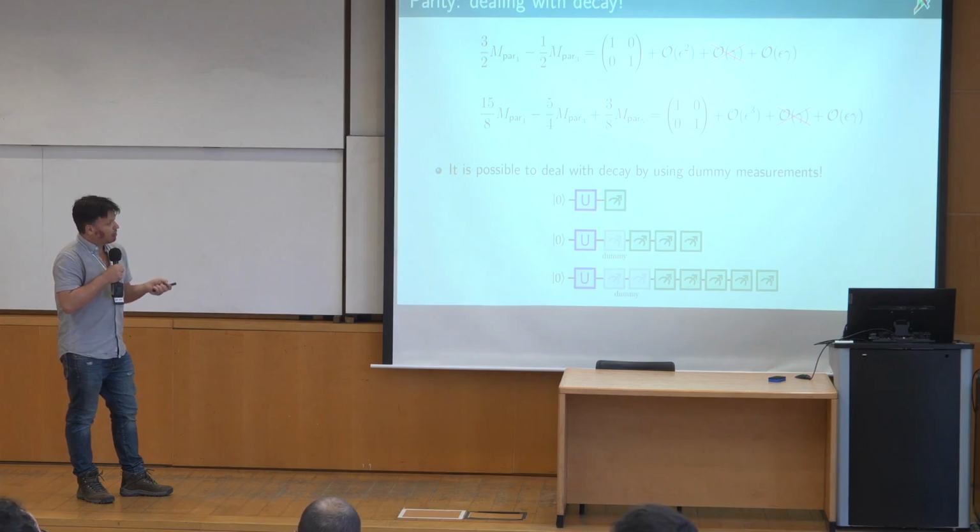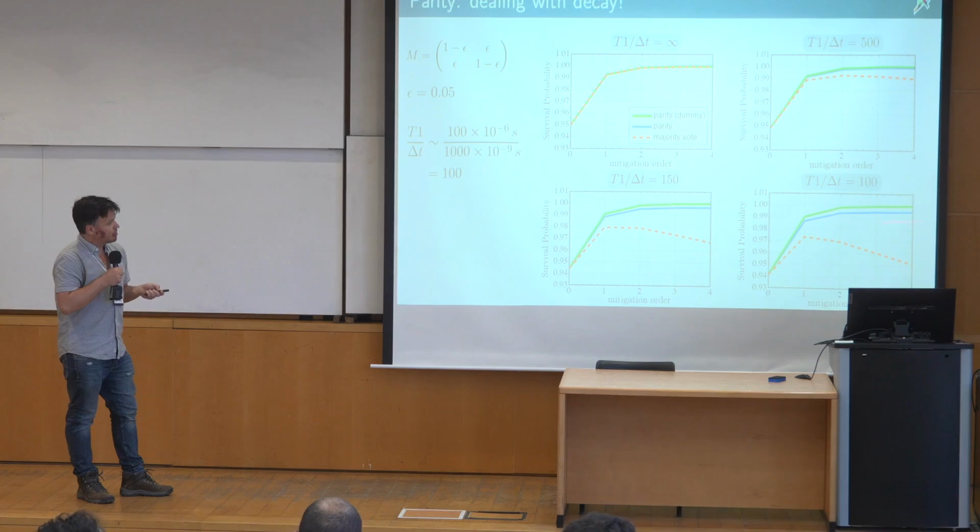And when we implemented these dummy measurements, then the result converges to the ideal, to the value that it should be. So the idea is that parity works correctly with these dummy measurements.